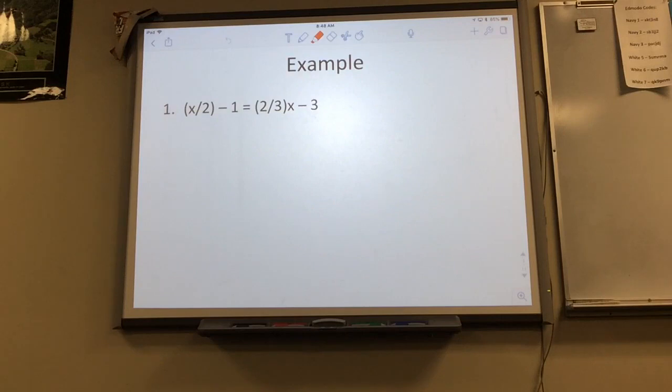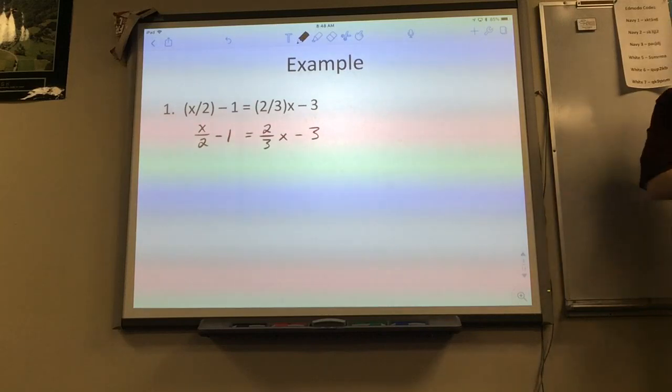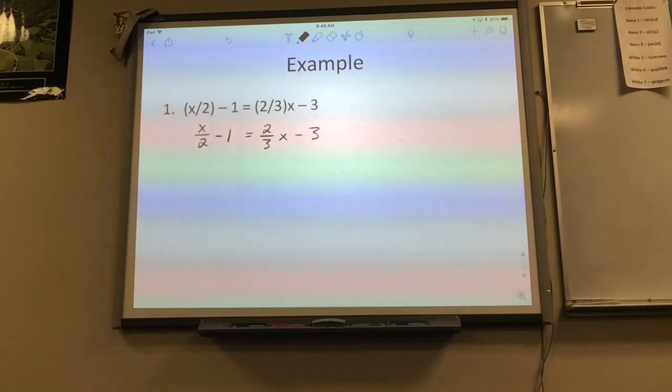Let's go ahead and write this out. x over 2 minus 1 equals 2 over 3 x minus 3. Okay, everyone, get on the notes. A lot of people are just looking around. I'm telling you, this is going to make it easier, but if you miss part of it, it will make it a lot harder.